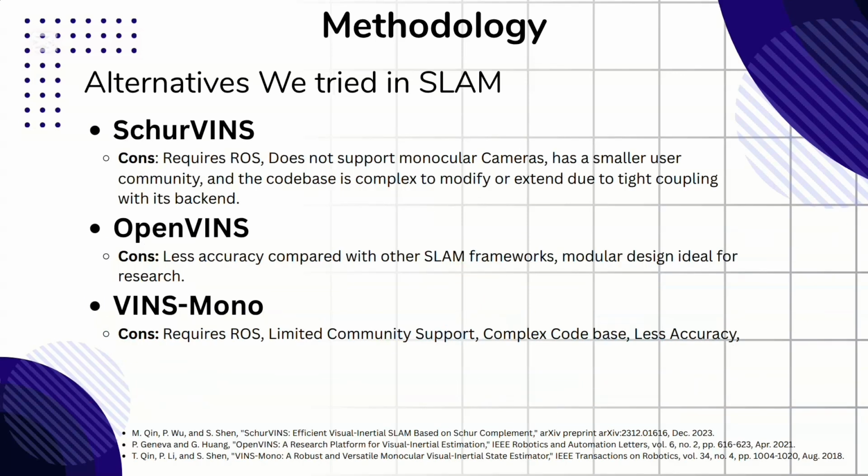And these are some other SLAM systems we considered. This one actually has more accuracy than the current base framework we use, but the problem was that it was built for stereo images only. In our SLAM system, because of the hardware constraints, we stick with monocular vision.